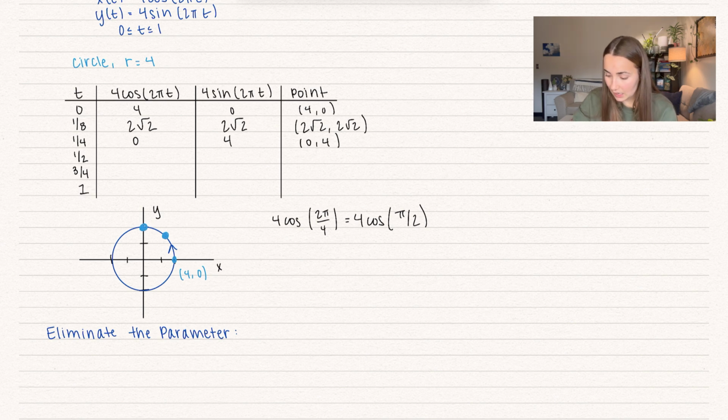Now let's plug in 1/2, so we get 2 pi divided by 2. That just ends up being cosine of pi. So 4 cosine of pi, we get -4. Sine of pi is always going to be 0.